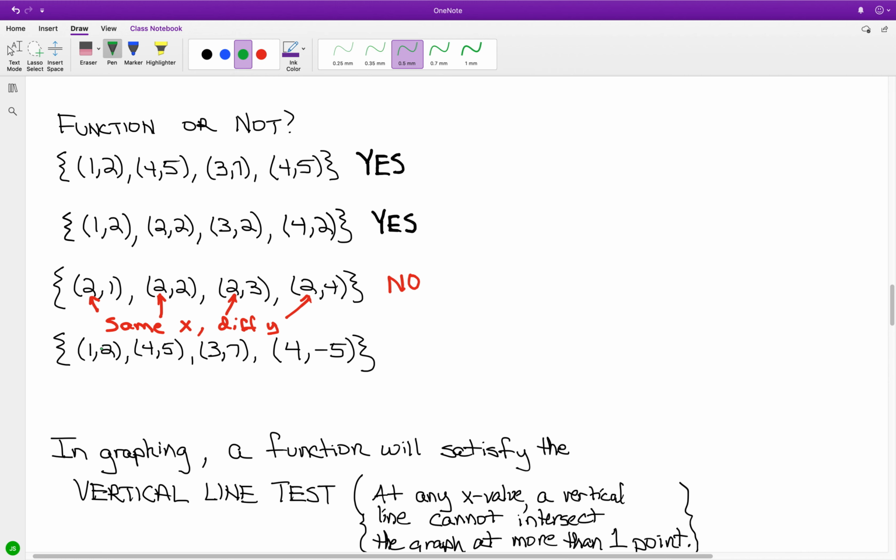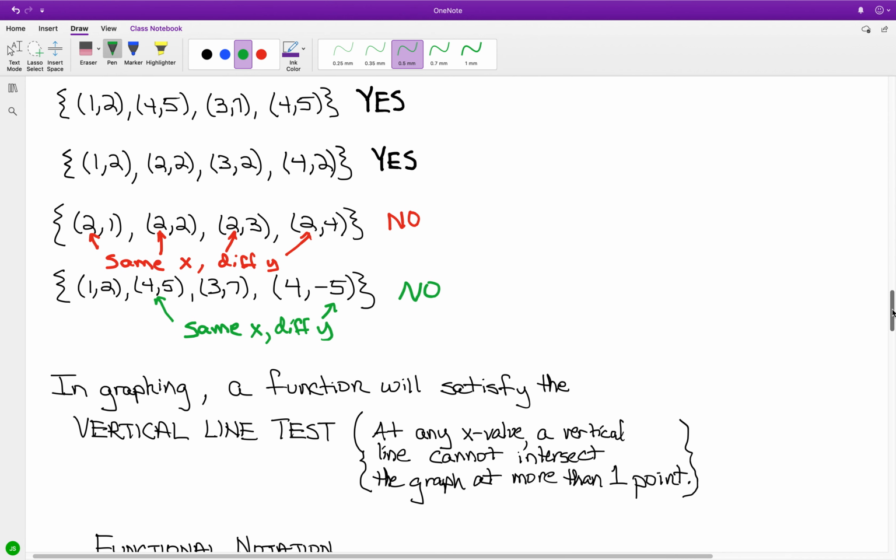Now, for the easy part, 1 is paired up only with 2, 3 is paired up only with 7, whereas the x value of 4 is paired up with 5 in the first case and -5 in the second. So between these two points, you have the same x, different y, and because of that, this set of ordered pairs does not qualify as a function.